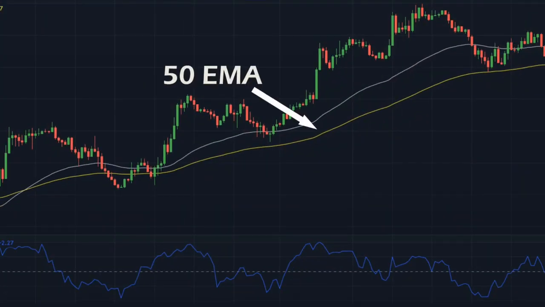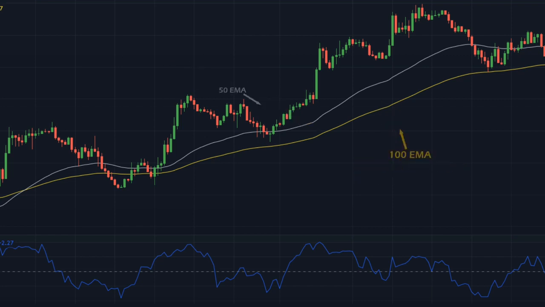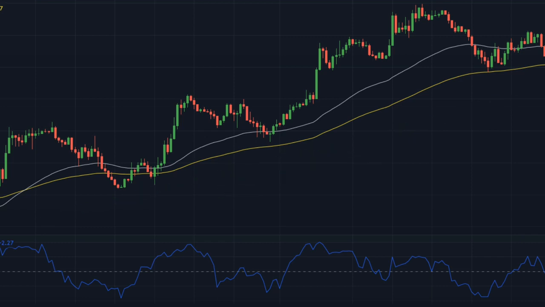Here on this chart, the white line is the 50-period EMA, and the yellow line is the 100-period EMA. As you can see, the 50 EMA is currently above the 100 EMA, and both the moving averages are sloping upwards, indicating an uptrend. So here we will only look for buy signals. And our buy signal is generated here, when the CMO crosses the zero line from bottom to top. We will enter a long position on the next candle here. And our stop loss will be set at the market's most recent swing low. And we will keep a profit target at the risk-reward ratio of 1:1.5.